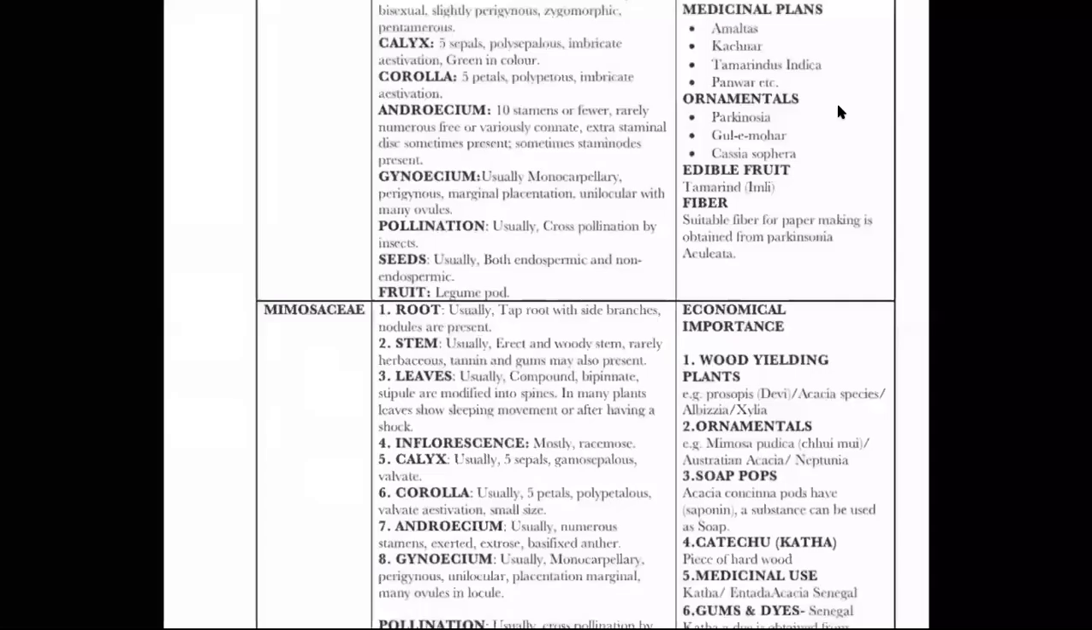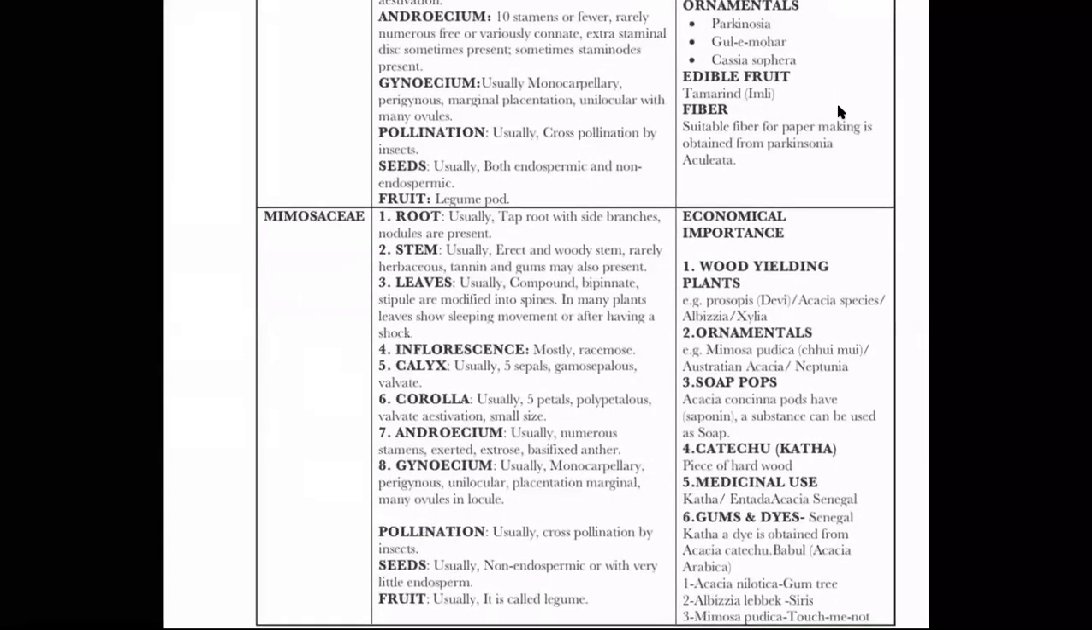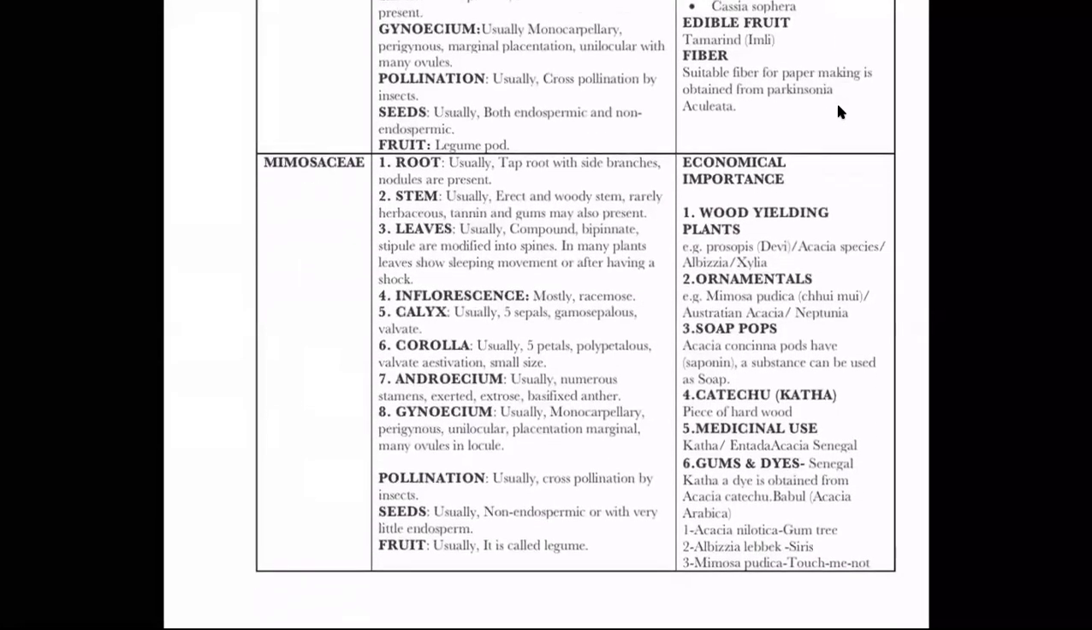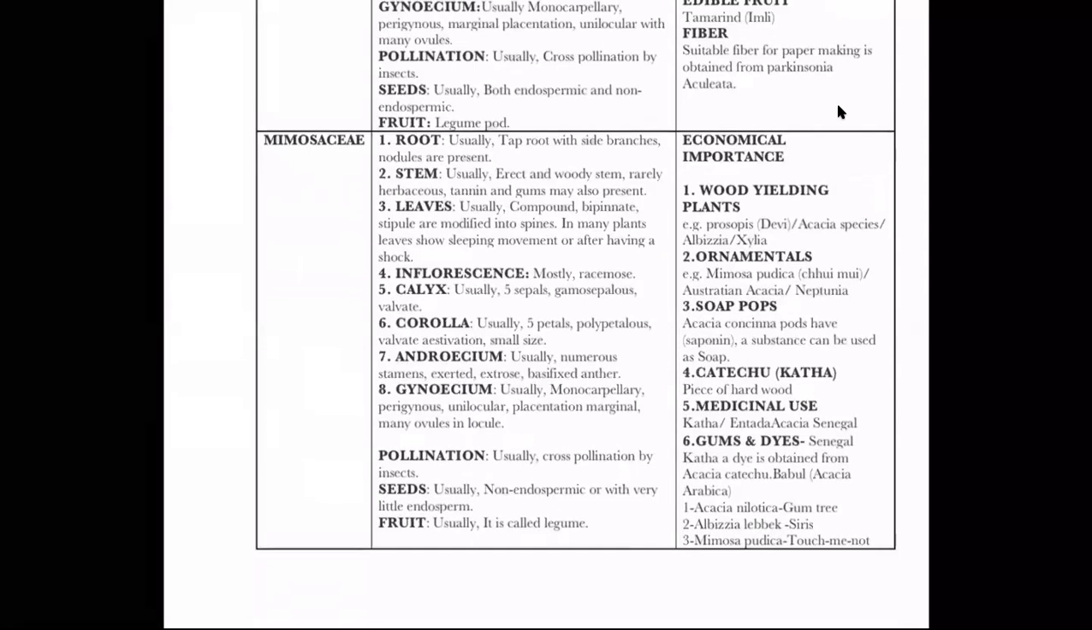फिर हम आते हैं Mimosae. Same. Mimosae are basically your gum tree होता है, touch me not होता है. It's multiple different species हैं. सही है. Usually taproots होते हैं. Stems are erect and woody. Leaves compound, bipinnate, stipulate. Don't need to know this. Inflorescences इसमें racemose होती है. एक तो मैंने दो दफा पढ़ी थी, racemose and cymose.